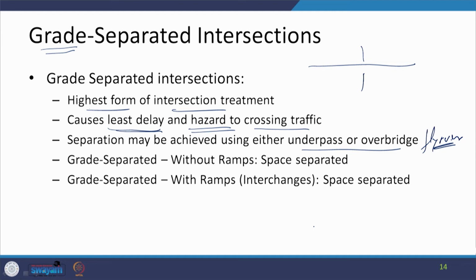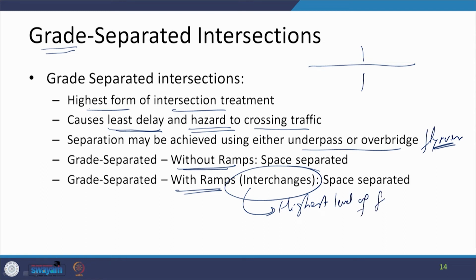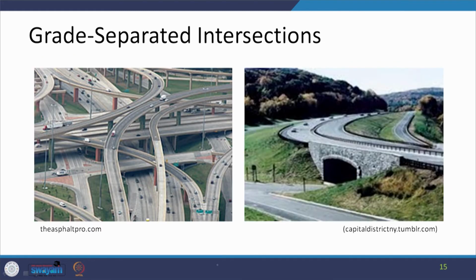Now, when we look at these separations, there are two ways of doing it. One is there are no ramps, another one is with ramps. Now, with ramps, if we are doing it, they are also being defined as interchanges, and this is the highest quality which can be there. So, the highest level of flow provisions which are going to be there are in the form of interchanges. So, here you can see that two photographs have been shown.